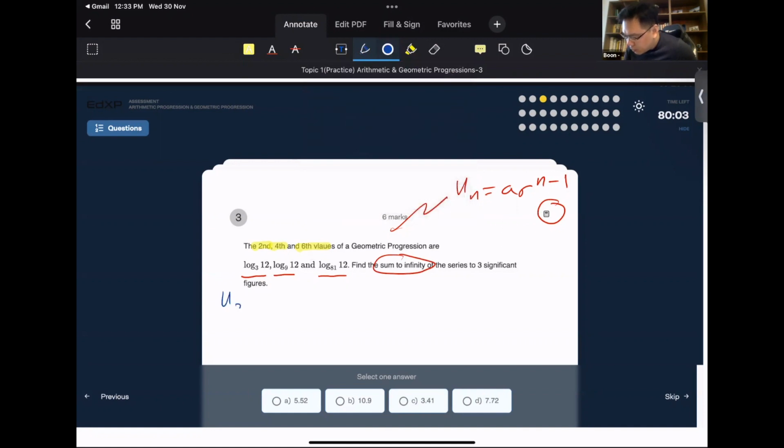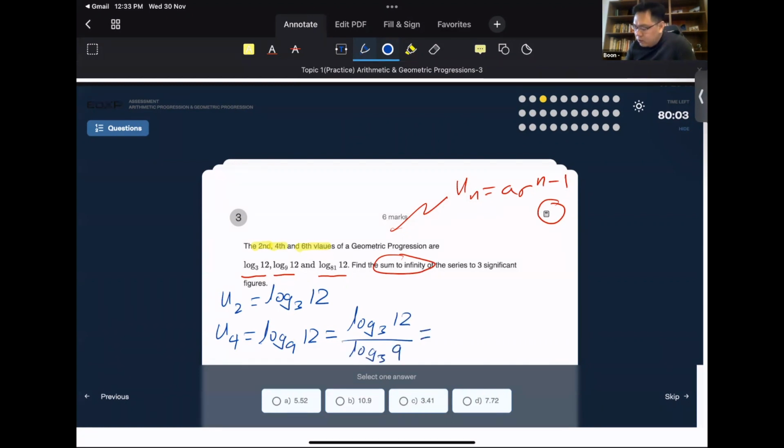So we know that the second term is log_3 12, and the fourth term is log_9 12. At this point, I want to change my base to make them all similar so that we can compare. So I can apply the change of base law, log_3 12 over log_3 9. We know that the denominator is 2, so this will be half log_3 12. Going from the second term to the fourth term, we're actually multiplying by the common ratio twice. So r squared will be equal to the fourth term divided by the second term.